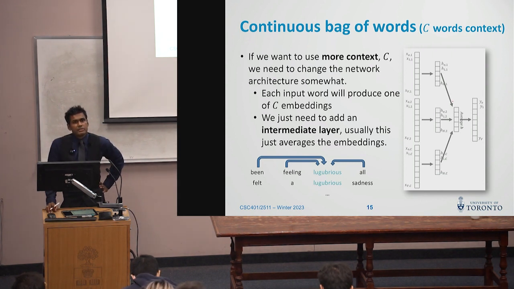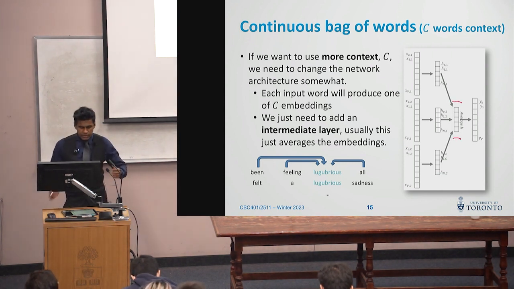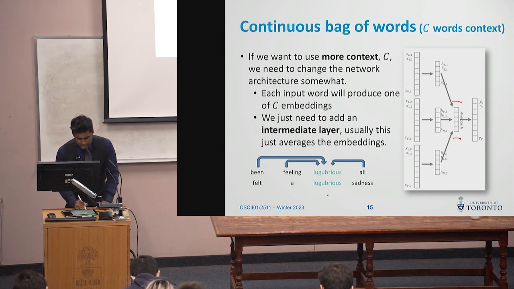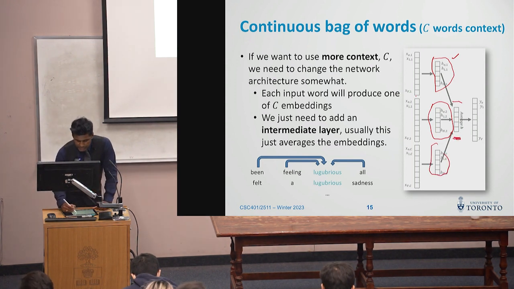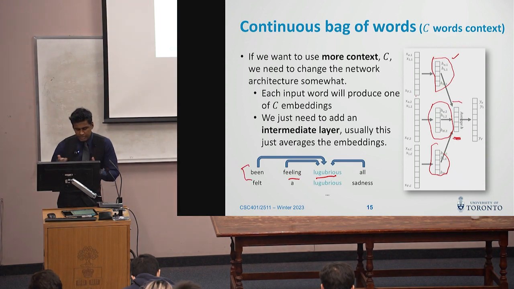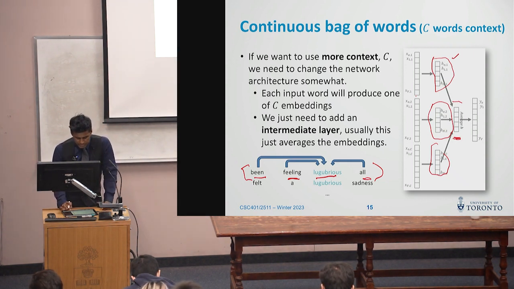So what happens if there are multiple contexts? So far we just looked at "feeling lugubrious," but now let's say the context is 4 words: given "been feeling all," we're trying to predict lugubrious. Everything remains the same. The only thing is that we now add an intermediate layer. Each of the input words has an input embedding, and the intermediate layer takes these C words and averages them, and everything else remains the same. We're just injecting an intermediate layer that averages all the words in the context.